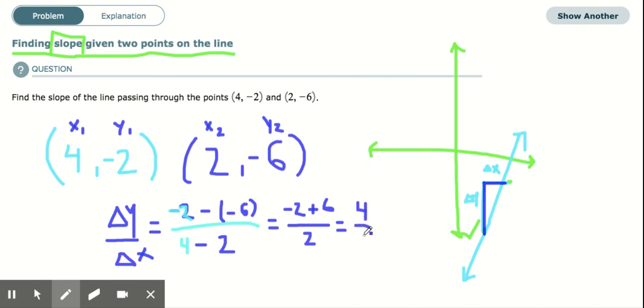So we get a slope of 4 over 2, we can simplify that, and we can just say that it's 2. Let's check and make sure our answer makes sense. Is this a positive slope? Yes. If we got a -2, that would be a sign, oops, maybe we did something wrong. So your answer is 2.